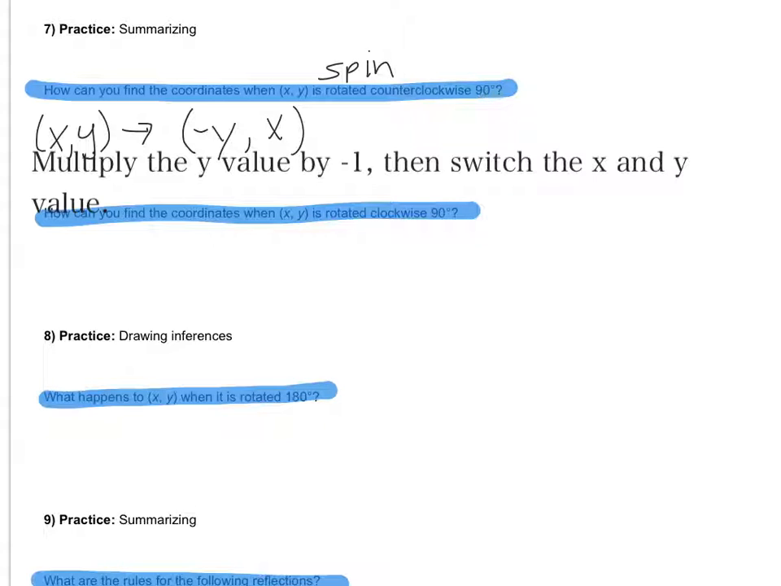Then it says, find the coordinates when (x, y) is rotated clockwise. So think about working backwards. When you start out with your original point, this time you're going to multiply the x value by -1 and then switch the x and y values. Sorry, I'm writing this wrong.